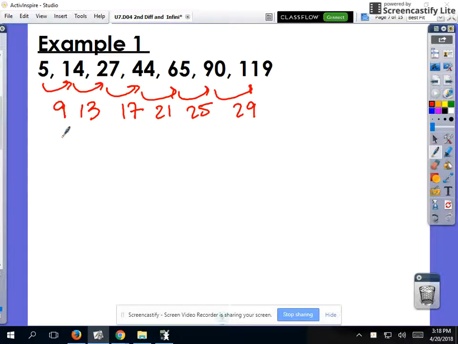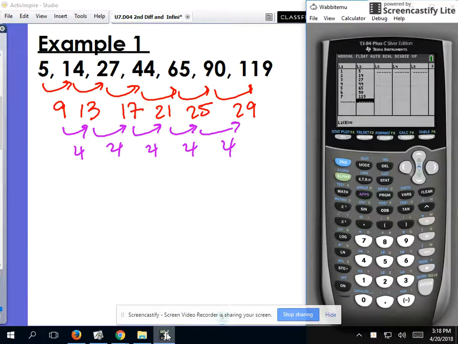If we do our second difference, use a different color. Go from here to here, that's 4. Here to here, that's 4. Here to here, that's 4. Here to here, 4. And here to here, 4. So we can actually say, you know what? We're good to go. That is going to give us a quadratic.